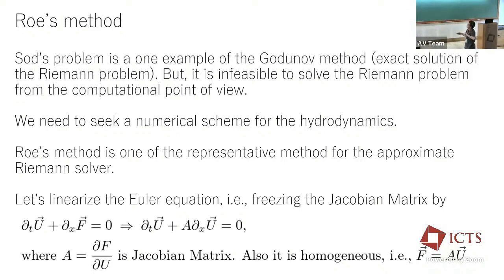And let's linearize the Euler equations. Linearize means freezing the Jacobian matrix. Freezing means that A doesn't depend on the location x. So this conservative form is written by this equation where A is just the Jacobian, partial F, partial U. And the important property is A is homogeneous in the sense that F is equal to A times U. By the way, U is a conservative value and F is a conservative flux, right?